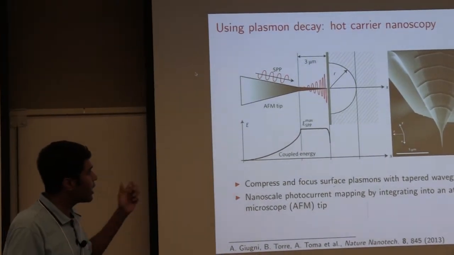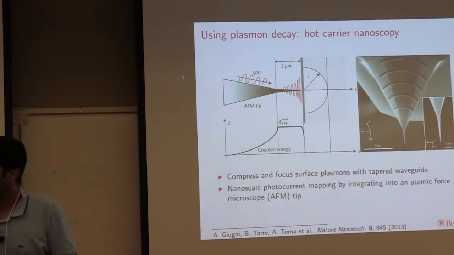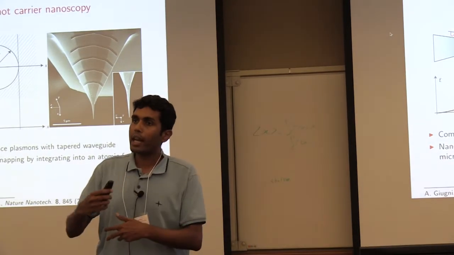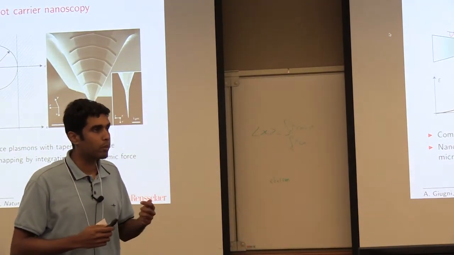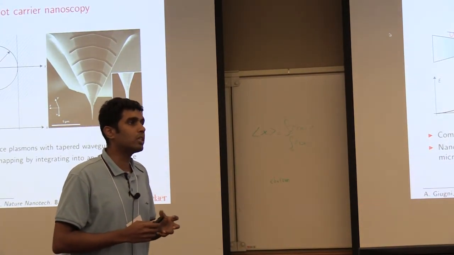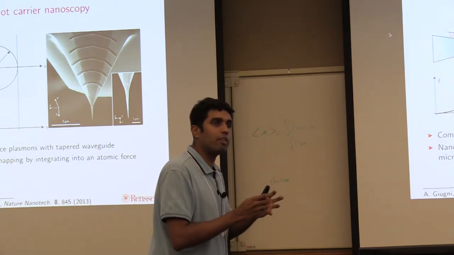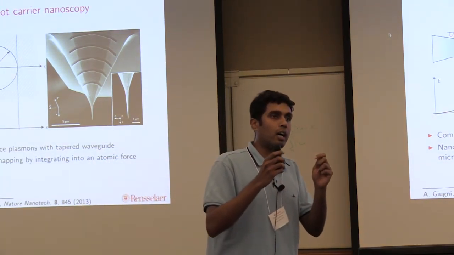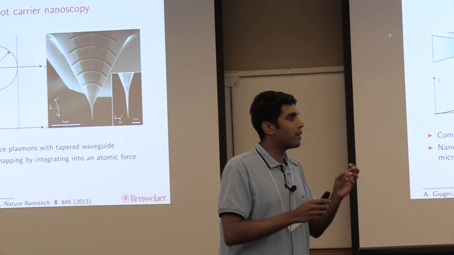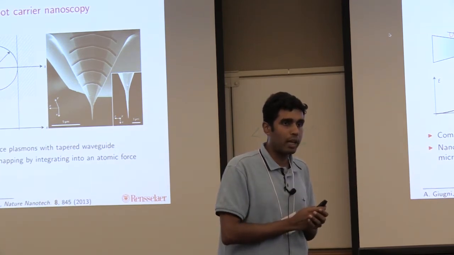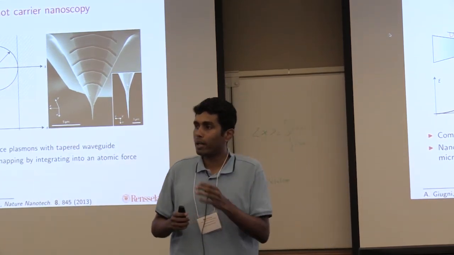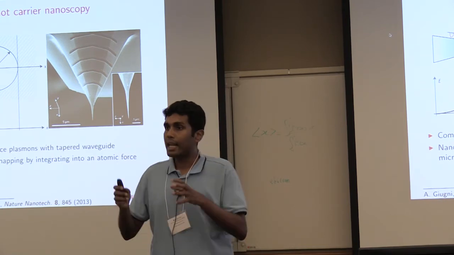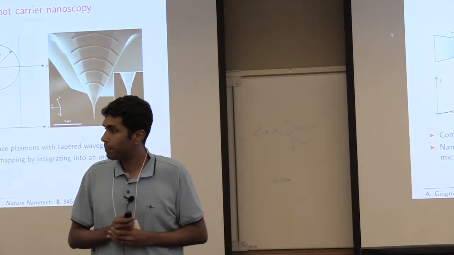But this actually turns out to be useful from another point of view. If you could instead collect the electrons and holes that are being produced from this plasmon decay, you can use this as a very efficient way of absorbing light in very small regions in the nanoscale. So you could use metallic nanoparticles or nanostructures as nanoscale light capture devices, right?